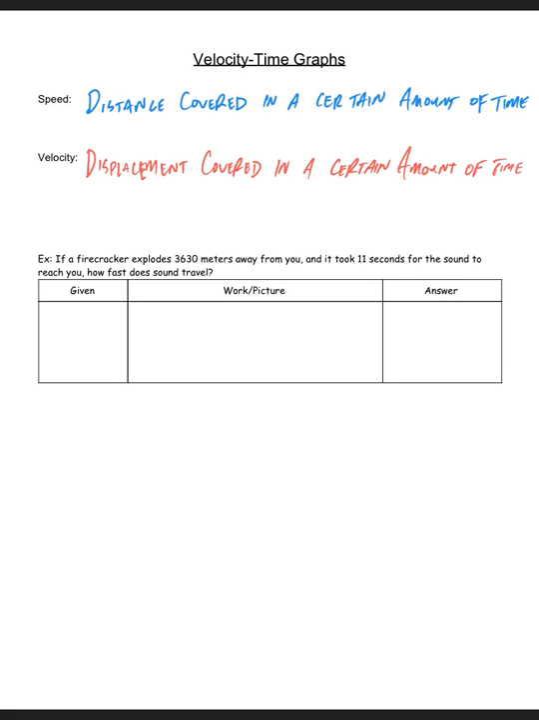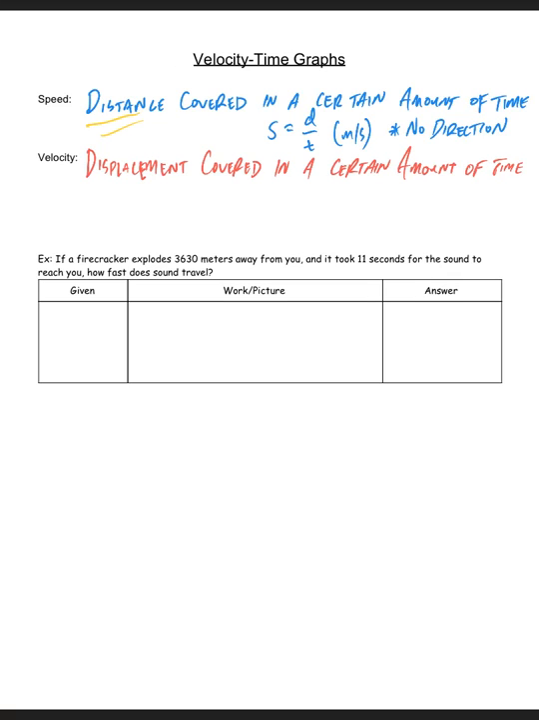These two terms are used interchangeably quite a bit, and sometimes they can be the same, but there is one distinctive difference. Speed is the distance covered in a certain amount of time. The formula for speed is distance over time, and its units will be meters per second. That's the base unit. Meter being the unit for distance, second being the unit for time, and it does not include direction, because it's the distance covered in a certain amount of time, not the displacement.